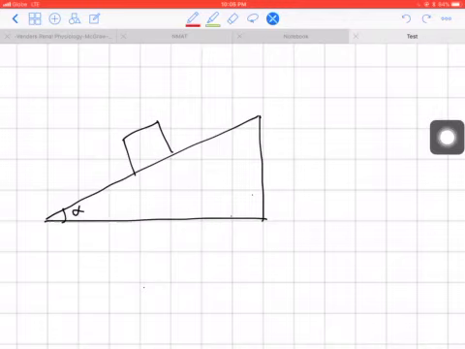Alright, so today I want to talk about the case where you have a box sitting on top of an inclined plane with an angle of alpha. Now, this is rather counterintuitive because the horizontal force that's pulling it downward is Fg cosine alpha, and the vertical force that's anti-parallel to the normal force is Fg sine alpha.